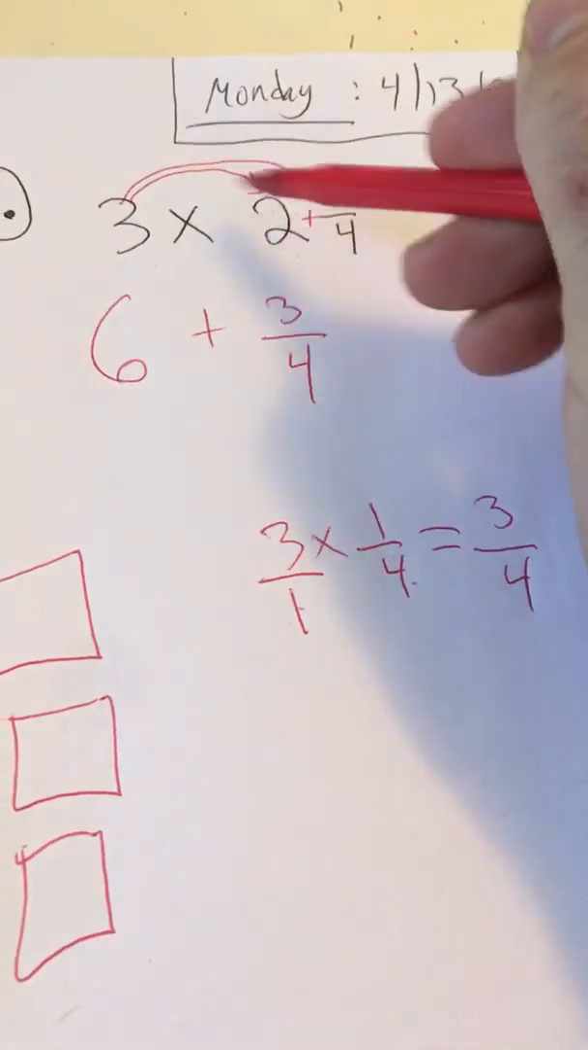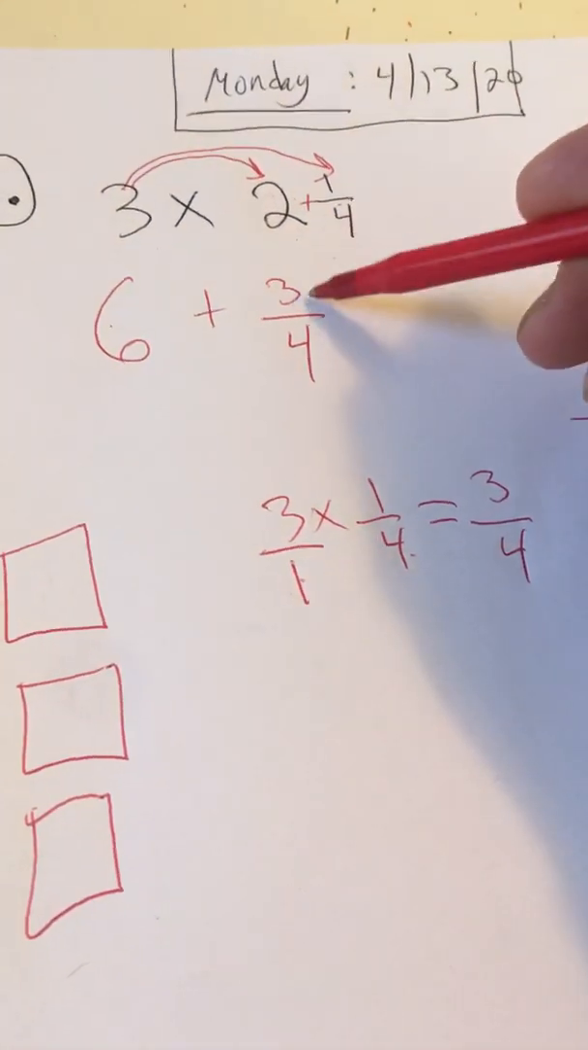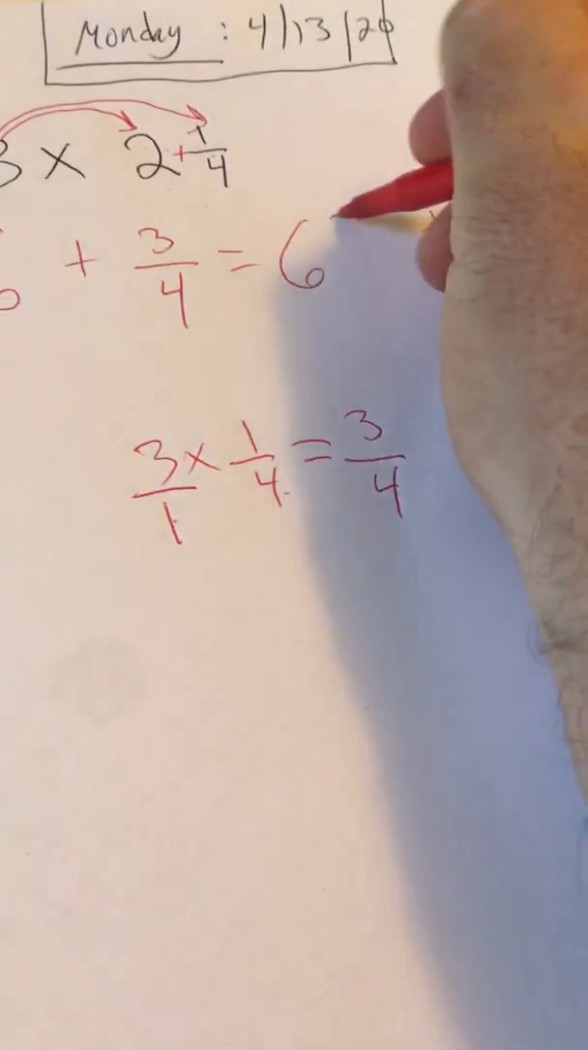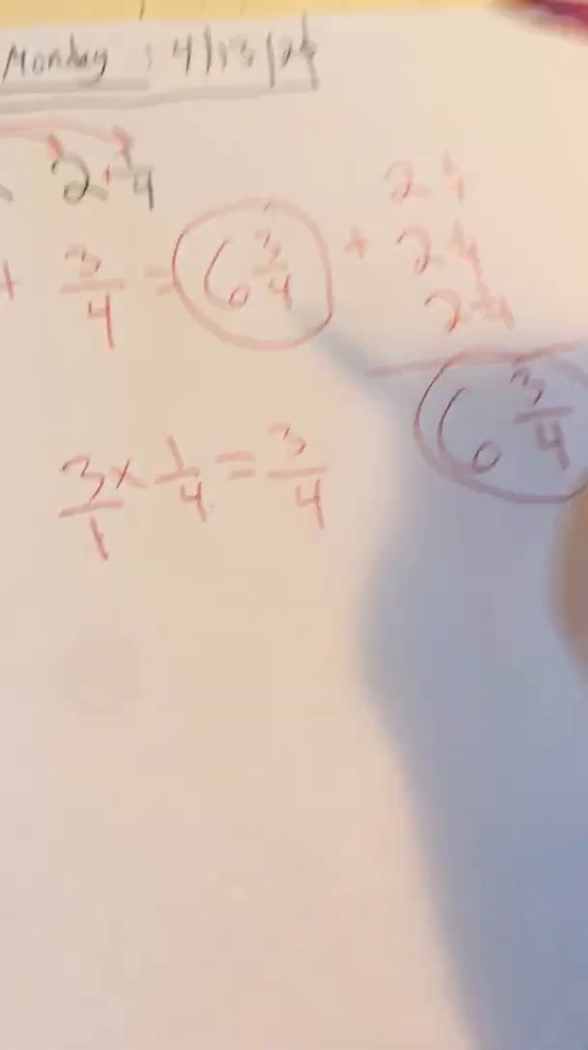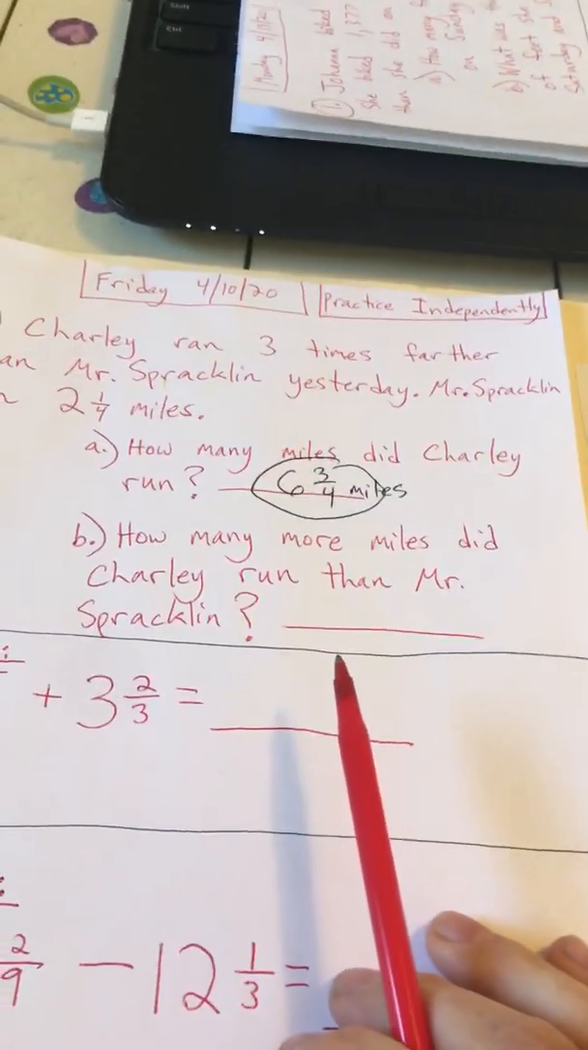Okay, so 3 times 2 is 6. And then you need to remember to multiply 3 times the 1/4, which is 3/4. And 6 plus 3/4 is the same answer we got when we did repeated addition. It's 6 3/4. Okay, so that's the answer to the first one.